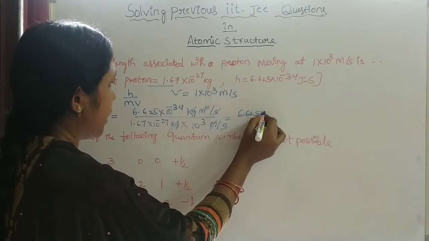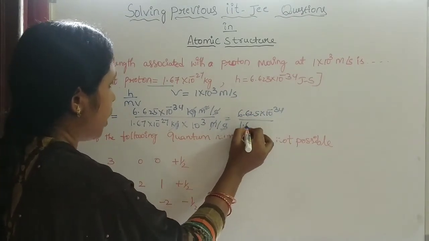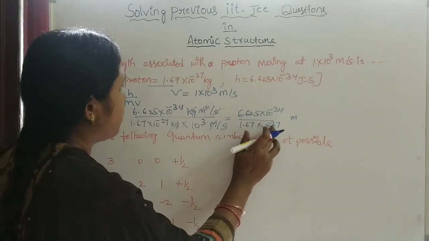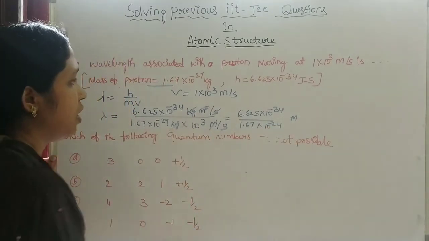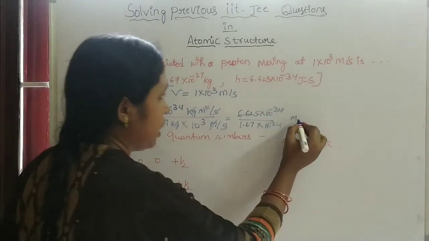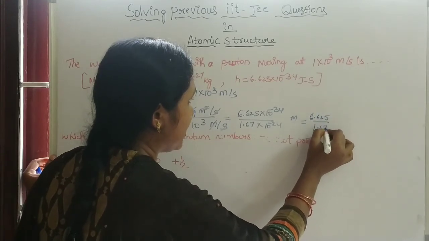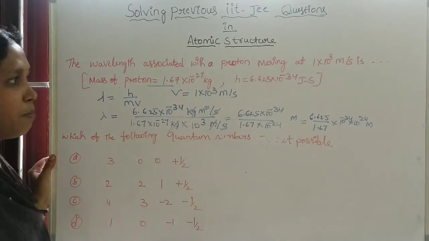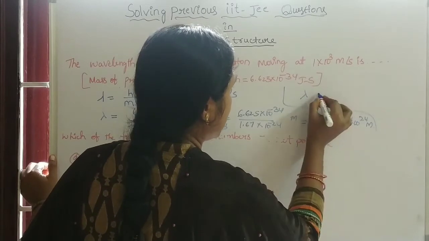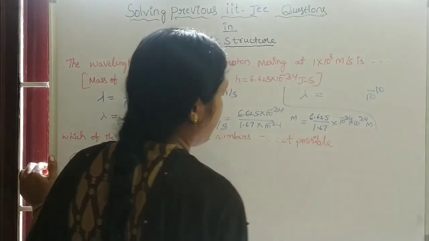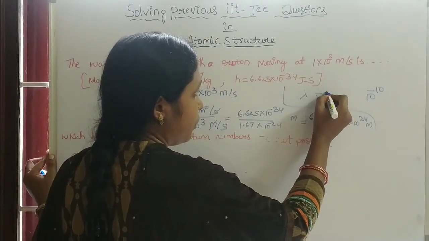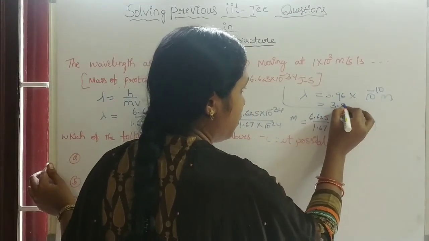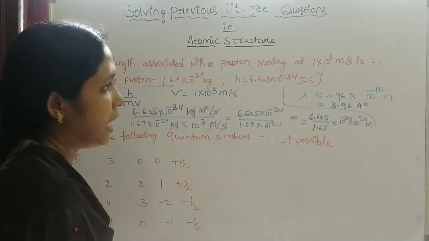So 6.625 into 10 power minus 34 divided by 1.67 into 10 power minus 24 meter. Minus 24 going to the other side becomes plus 24. So 6.625 by 1.67 into 10 power minus 34 into 10 power plus 24 meter. 10 power minus 10 is the remainder. So lambda is equal to 6.625 by 1.67, which is 3.96 into 10 power minus 10 meters. 10 power minus 10 meters means angstroms. So 3.96 angstroms.